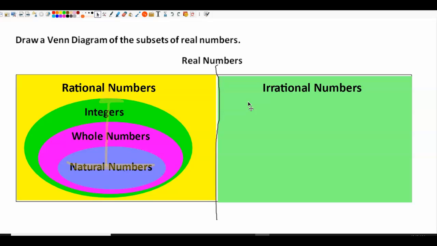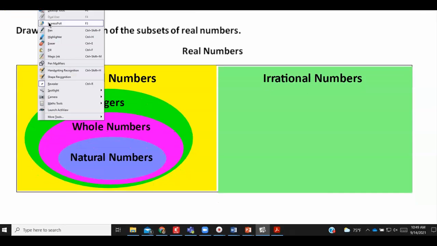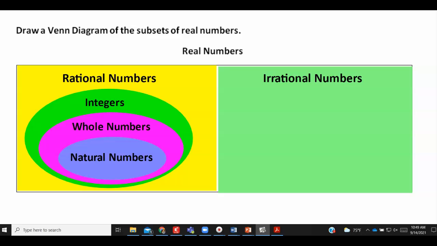If it's a natural number, if it falls into the middle, the smallest one, it's everything above it and beyond. So it's also a whole number, it's also an integer, and it's also rational. So if it falls here, then it's going to be everything above it. So let's look at some examples so that we can determine what each is.